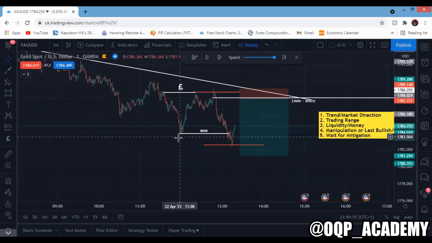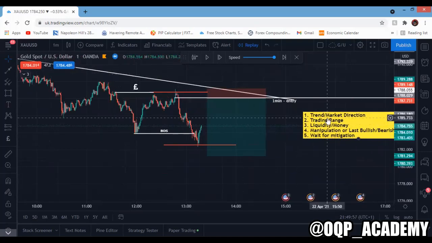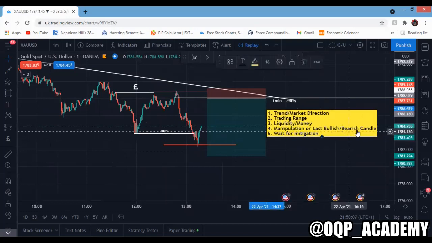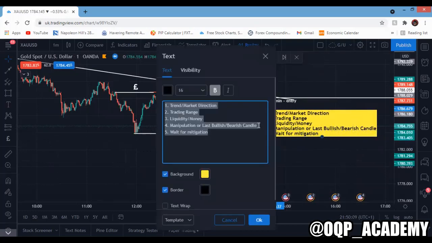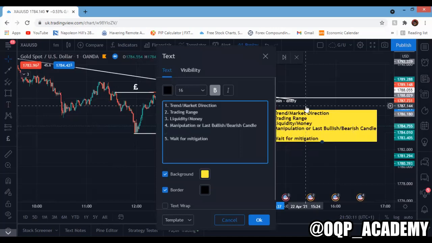So everything is set up nicely. We've gone through everything, our market direction, our trading range, the liquidity, the manipulation, which swiped the liquidity. And now what we're doing is waiting for mitigation. So guys, I did in fact forget to put in an important step. So let me add that in.